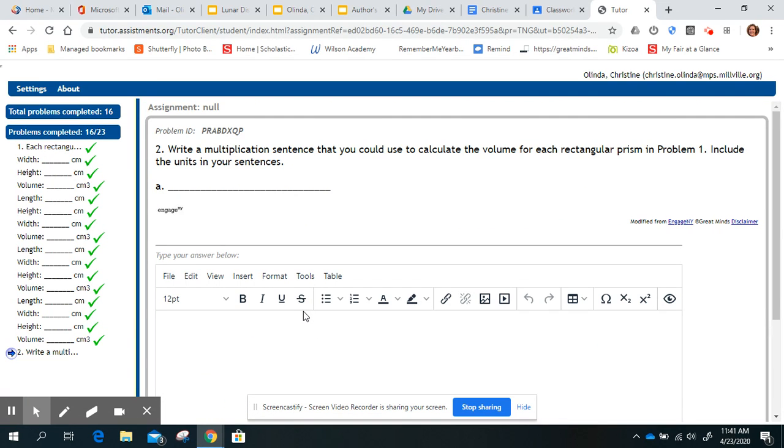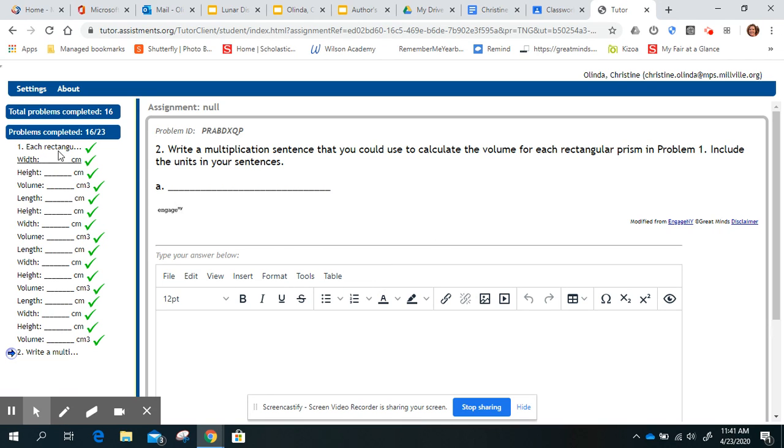So number 1 had 4 parts, A, B, C, and D. I know it's confusing because it gives me a green check mark that I got it right, but none of the answers are here. Now we're on question 2. Write the multiplication sentence that you could use to calculate the volume for each rectangular prism in problem 1. Include the units in your sentence. And I believe that's where most of you got confused. So it's asking me to go back to problem 1, although I can't see problem 1 on my screen.